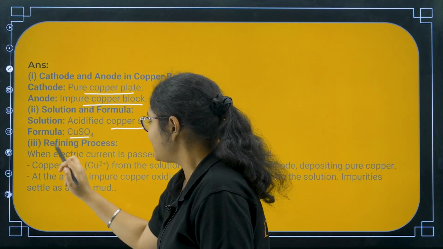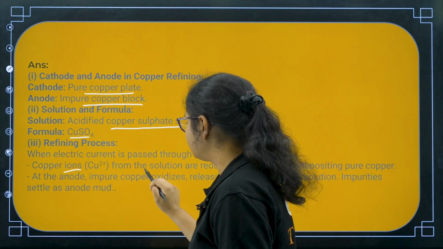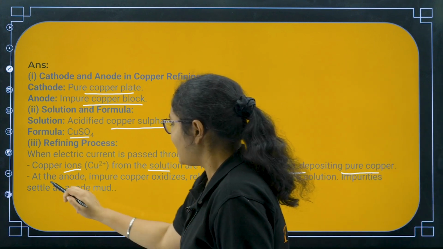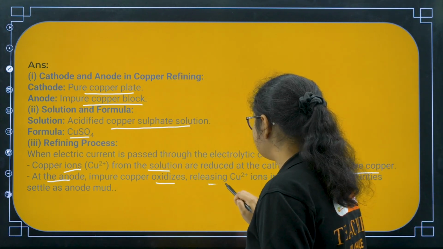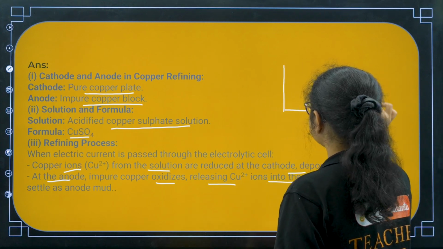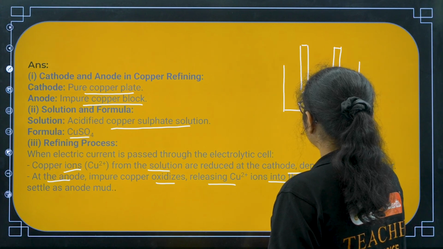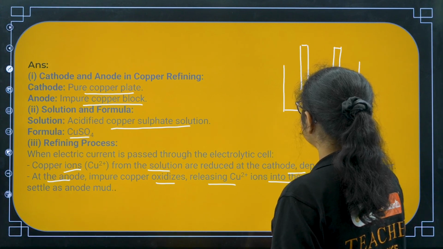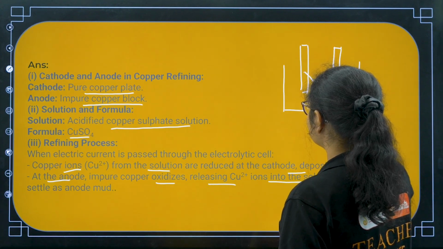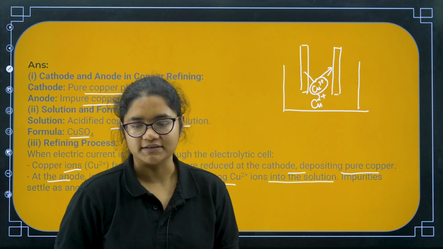What is the process? When electric current is passed through the electrolytic cell, what exactly happens? Copper ions from the solution are reduced at the cathode, depositing pure copper. At the anode, impure copper oxidizes, releasing Cu2+ ions into the solution. So it is like this. See, you have copper 2+ ions in the solution, and from the anode the impure copper first comes to the solution. Now this solution goes towards the cathode and gets deposited there.